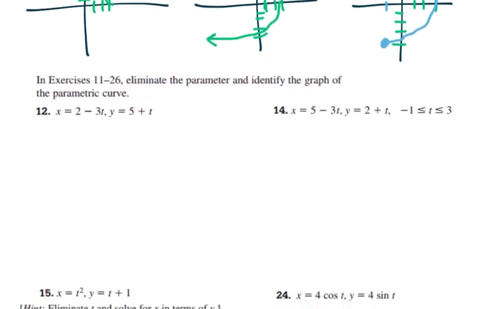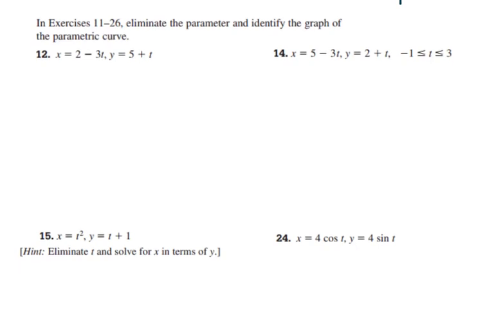Then we're going to eliminate the parameter. Oh, sweet. Okay. So let's go ahead and do that. Alright, so here's our x, and it's easier for me to solve for x versus solving for y. So I'm going to solve for x as, solve the x equation for t. Just because I'm used to having a y equals equation. But you can, of course, do it however you want.